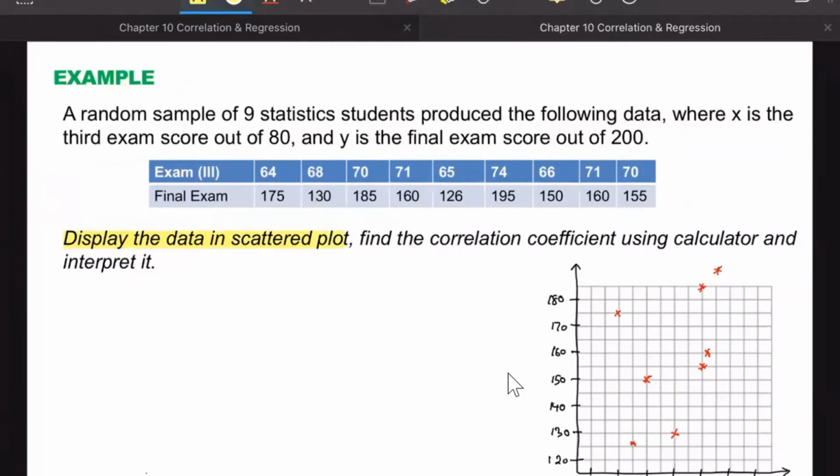We did that. Now, the next thing is we have to find the correlation coefficient using calculator. So I'm going to write here, using calculator, R equal to how much? Let's find that. In order to do that, I am going to share my calculator, so I'm going to stop sharing this.